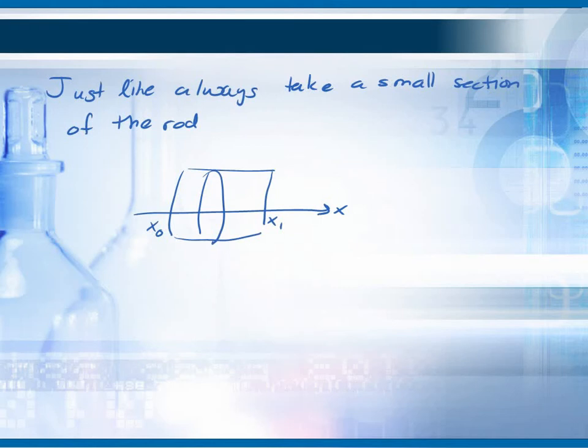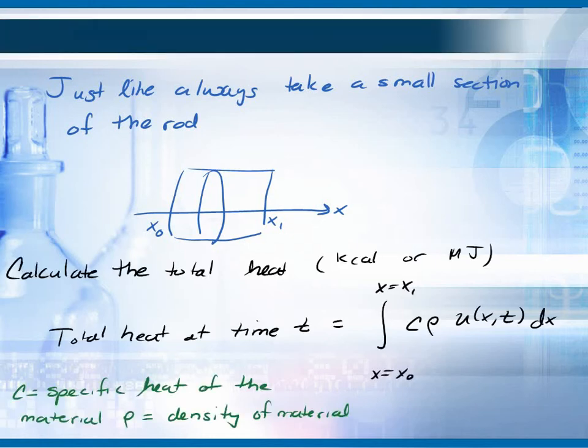Just like anything in calculus, we start a derivation by taking a thin slice of something. So take a thin slice of that rod, let it go from x0 to x1 to represent that we have a slice of that rod. And then we're going to calculate the total heat inside that slice. So the total heat at time t is represented by an integral. And that integral comes from physics. It's the specific heat of the material, rho is the density of the material, and u(x,t) is temperature. If you remember back to physics classes, which most mathematicians don't like, you remember that temperature and density are all related to each other. And this comes straight from that.